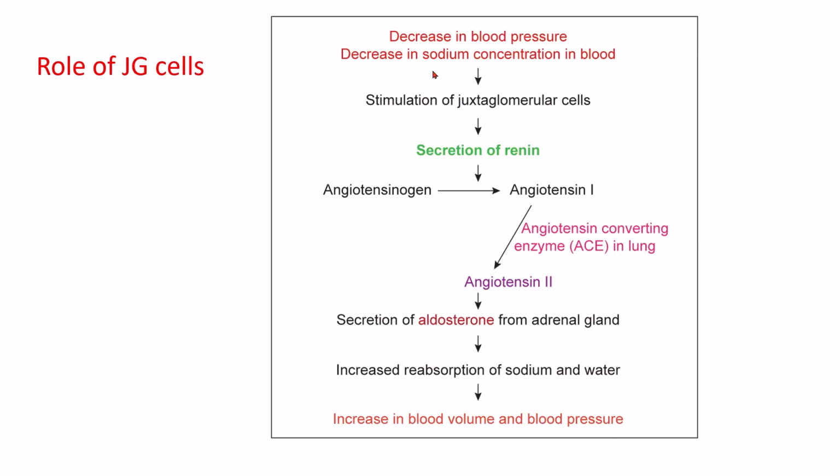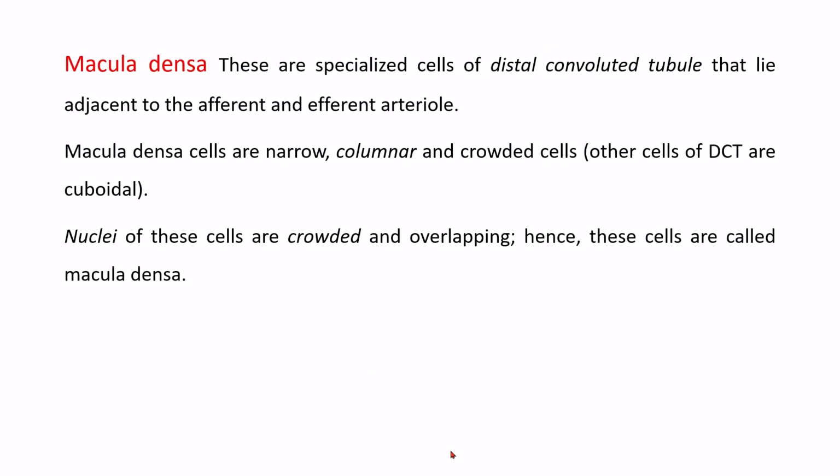So decrease in blood pressure, decrease in sodium concentration in blood, stimulation of the juxtaglomerular cells, secretion of renin, conversion of angiotensinogen to angiotensin 1, angiotensin converting enzyme in the lung converts angiotensin 1 to angiotensin 2, and simultaneously there will be secretion of aldosterone from the adrenal gland, increased reabsorption of sodium and water, increase in blood pressure and volume.